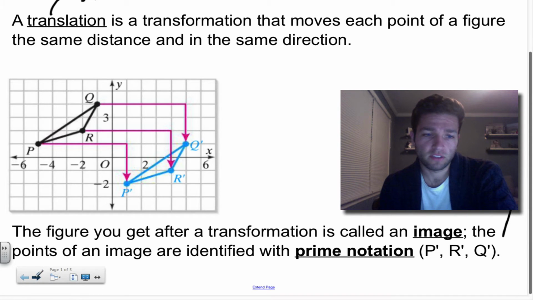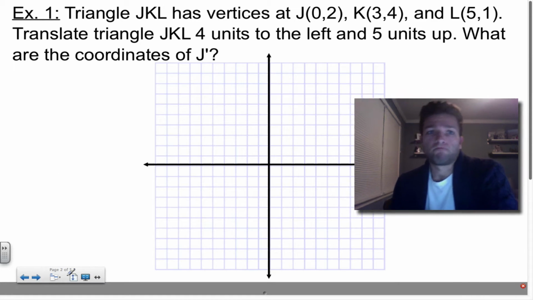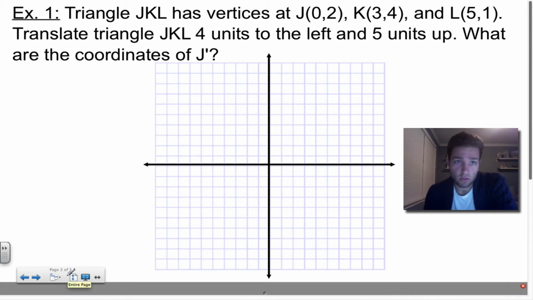But I'm going to move on to an example of a translation. So triangle JKL has vertices at (0, 2), (3, 4), and (5, 1). And it wants us to translate the triangle 4 units to the left and 5 units up, and then list the new coordinates. Well, actually, it's just asking for the new coordinate of J prime.